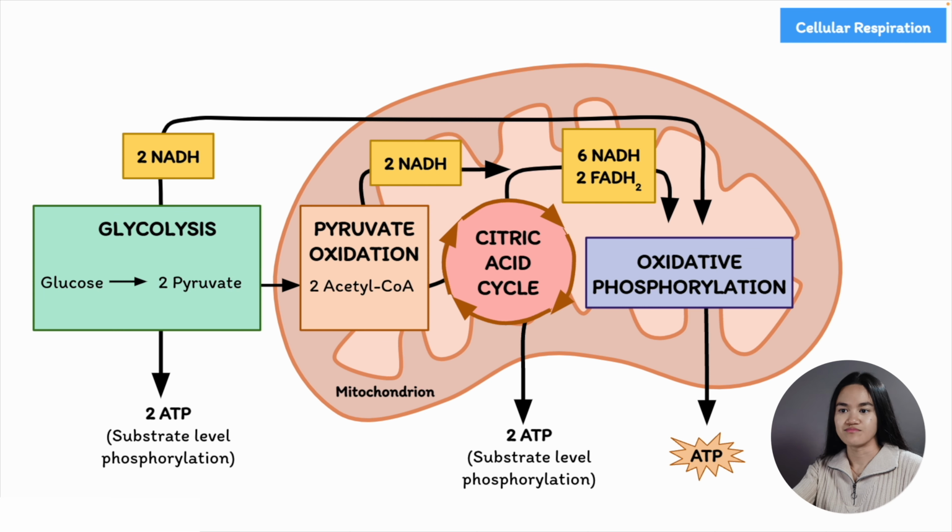But we've only made a small amount, and so to produce a lot more, this is where NADH and FADH2 come in. This is where the oxidative phosphorylation process comes into play. And we can divide oxidative phosphorylation into 2 components, the electron transport chain and chemiosmosis. Let's break down the electron transport chain.